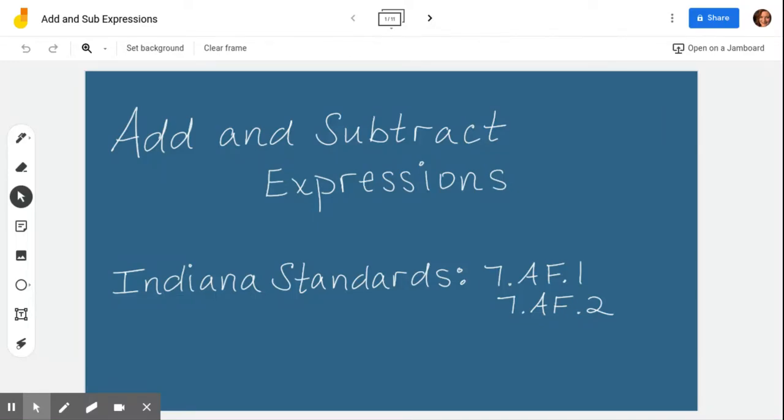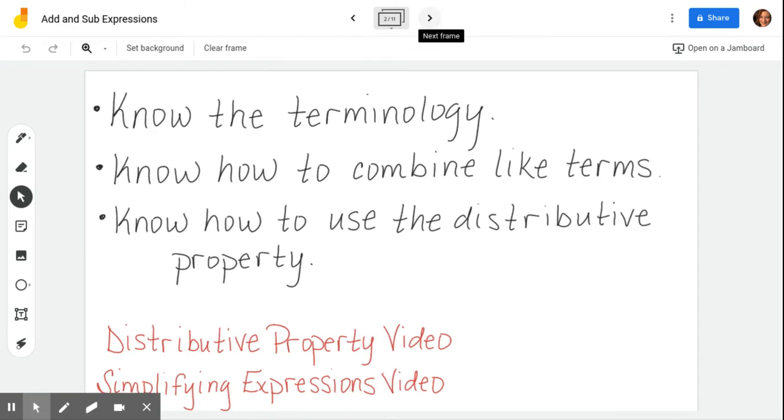Hello, hello. We are going to add and subtract expressions today. Now, I will tell you, for this to make sense and for you to really be successful in this section, you need to already know the terminology that I'm going to be using. So when I'm saying term or coefficient, constant, variable, like terms, those should already make sense to you. You should already know how to simplify expressions by combining like terms, and you should already know how to use the distributive property. I'm going to be using all of those with the assumption that you already understand them.